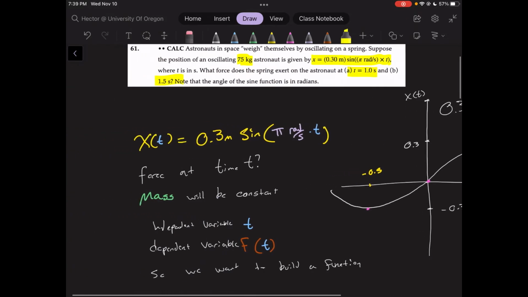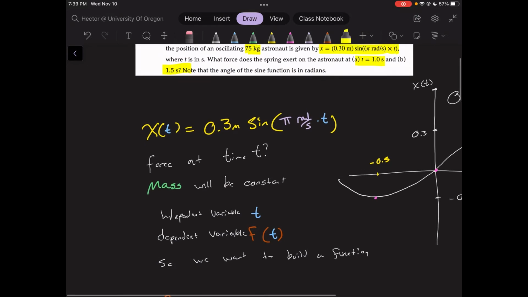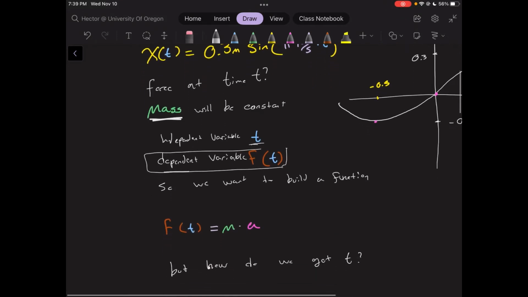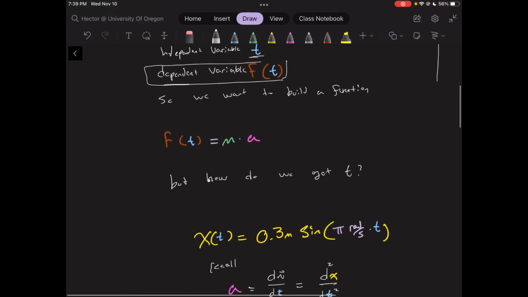So going through this, we build a force equation. What is the force at a given time? We have our independent variable t, and we're going to get our function in terms of F of t. Mass will be constant because we're not doing anything with relativity, so that would be nice. We're going to use Newton's second law to build out this equation. We need to figure out a way to include t in this equation, because I have this dependent variable, but my independent variable isn't there, so I can't plug in anything. So I need to form this.